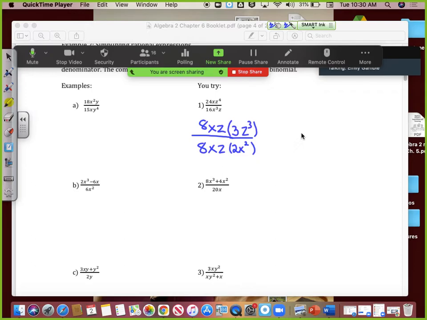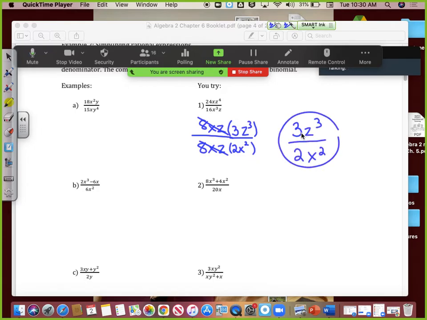So then once I complete that process, everything that is the same in the top as it is in the bottom cancels out. So 8xz will cancel out with 8xz, and that's because everything is being multiplied. You can cancel things out when they are being multiplied. Then your final answer will be what's left. It will be 3z to the 3rd power over 2x squared.